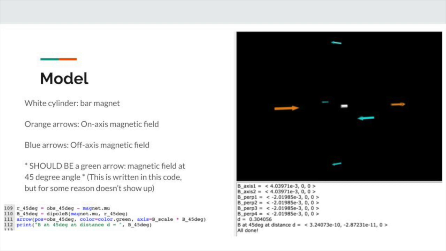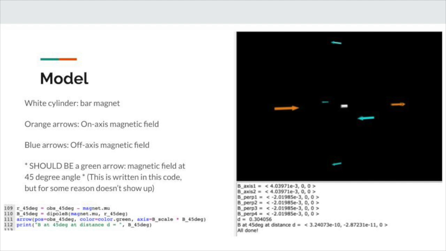So here you can see the output of the previously shown code. The white cylinder is the bar magnet, orange arrows on-axis magnetic field, and blue arrows are off-axis magnetic field. It's important to note that there should be a green arrow at 45 degrees representing the magnetic field at 45-degree angle. It's written in the code as highlighted below, but for some reason it's not showing up. This may be an error with GlowScript or something I'm not noticing.